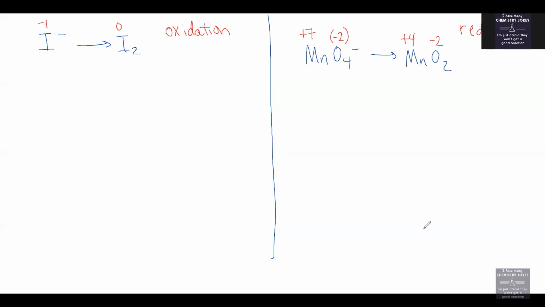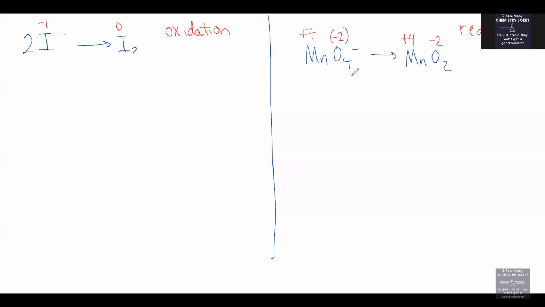Rule number 3 says balance the atoms other than oxygen and hydrogen in each half reaction. So I've got 1 iodine, 2 iodines, 2 I minus yields I2. Manganese, 1 on each side. Okay. Step number 4, add water to balance the oxygen atoms and H plus to balance the hydrogen atoms. There is no oxygen, there is no hydrogen.